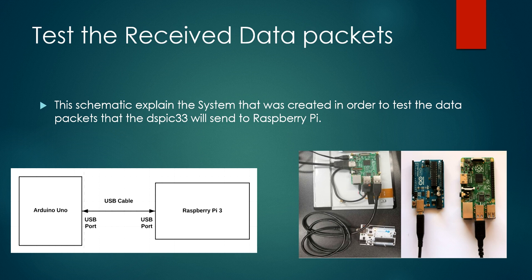So the software part of the Raspberry Pi will not change whether we're using Arduino or dsPIC33. And based on that test, the communication was working correctly and data packets were received correctly on the Raspberry Pi side. As we can see here, that's the Arduino Uno and that's the Raspberry Pi. This cable over here represents the USB cable. It will be connected to the USB port on the Arduino as well as the Raspberry Pi.